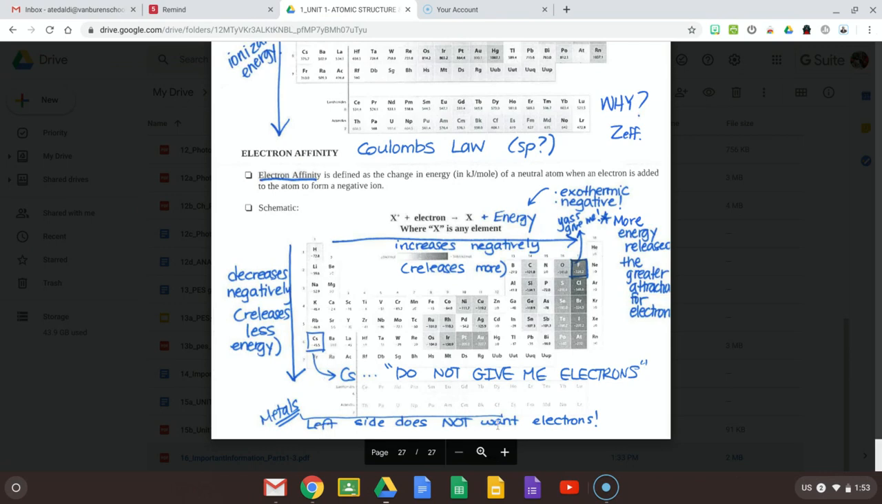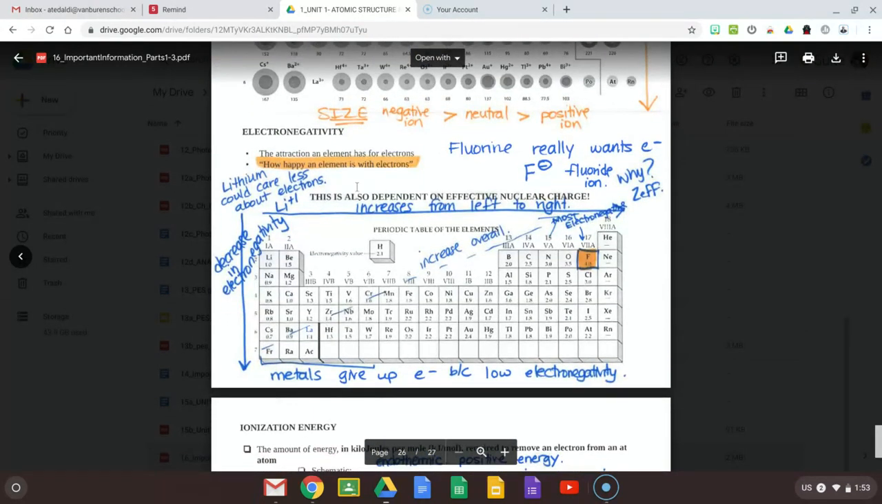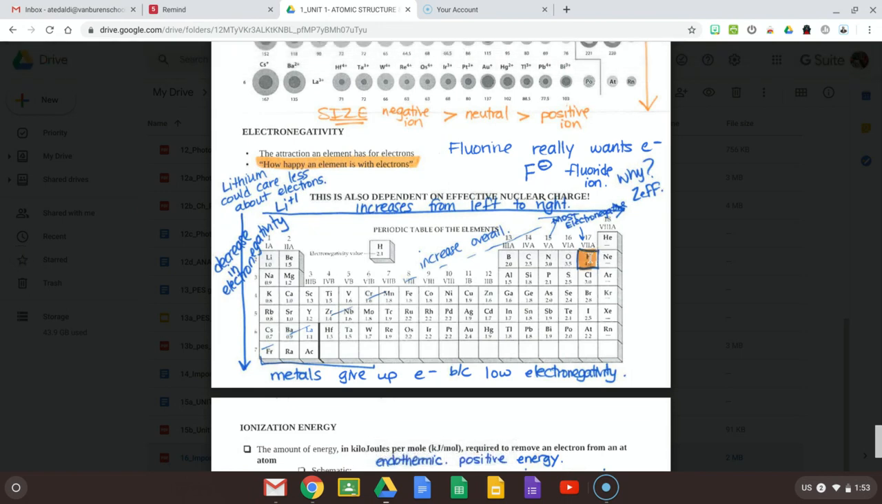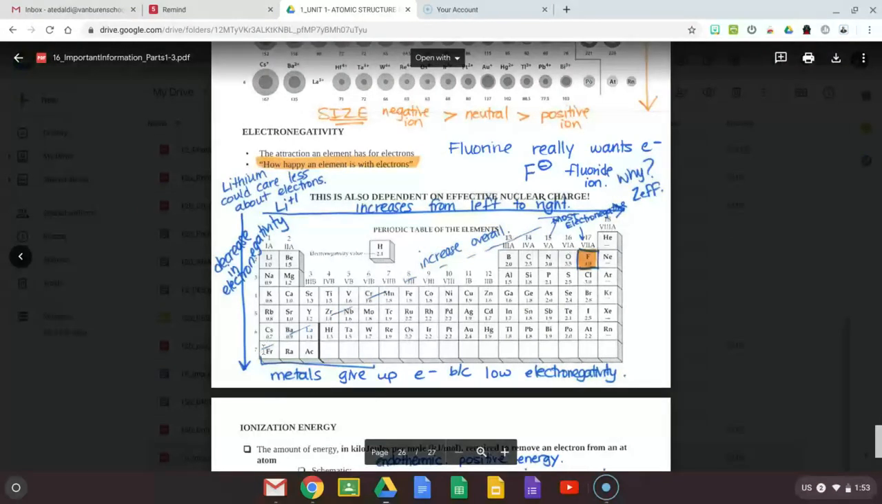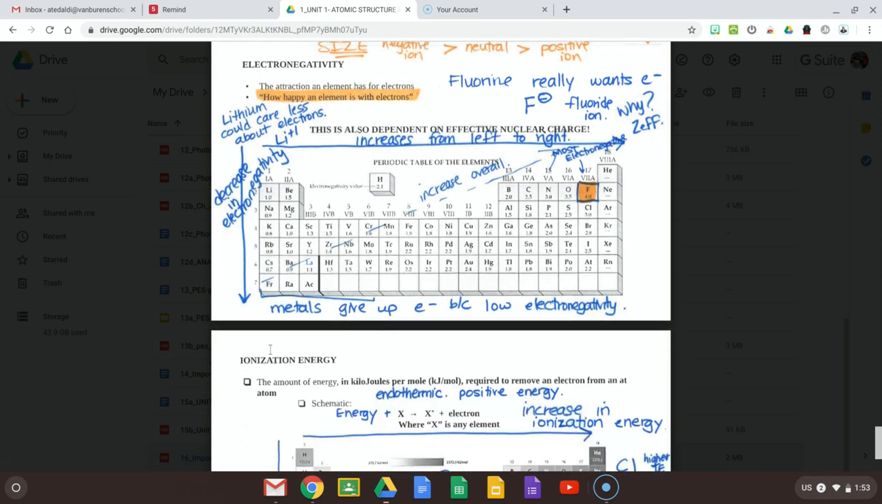Metals, on the left side, do not want electrons, so they're not going to really give up too much energy. The negative energy that is released is going to be small. For non-metals or elements that are closer to fluorine, they're going to release a lot of energy. And here's the note: the more energy released, the greater the attraction for electrons. How do we know the trend in attraction for electrons? Again, everything goes back to electronegativity. Fluorine is the most electronegative element, so it's going to release the most energy when it gets an electron. Francium is the least electronegative element. It's going to release the smallest amount of energy if it gains an electron.